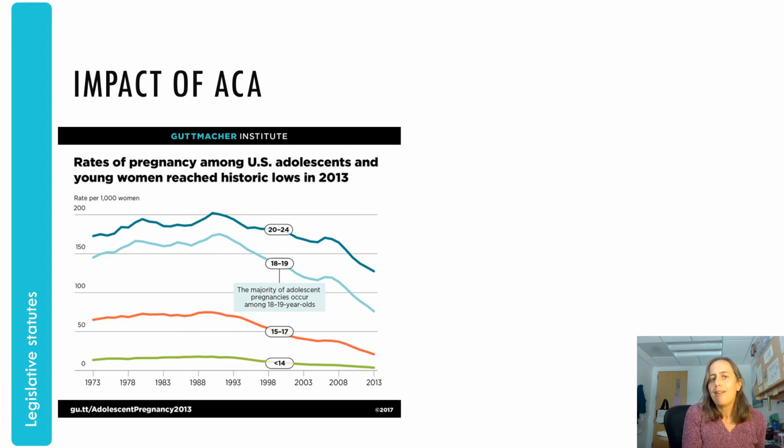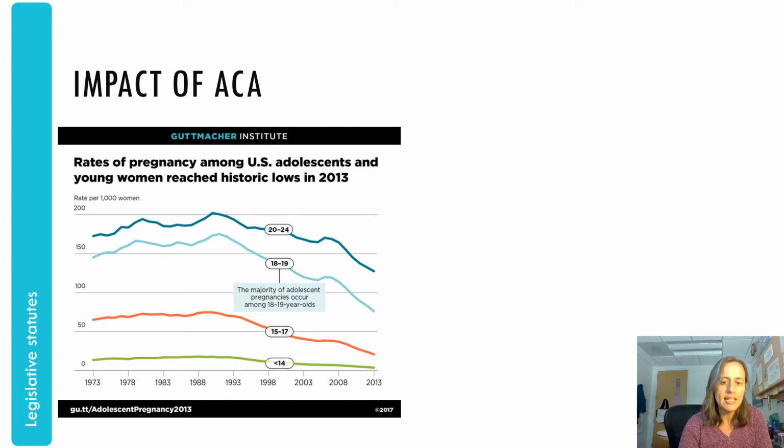What about impact on health outcomes? This is trickier because there are so many determinants of health, and access to medical care is just one of them. The Affordable Care Act mostly dealt with access to medical care, although there are some other things in there too. What I'm showing you in this graph is the rates of pregnancy among adolescents and young women. For the most part, these are people who don't want to be pregnant.